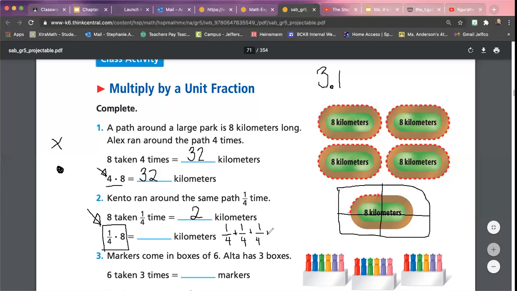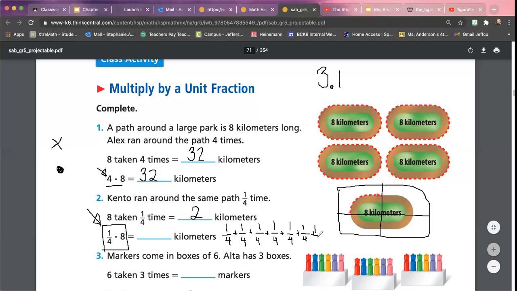I know anything multiplication means groups of, right? So I have 8 groups of 1/4. And then from there, you guys can pull out your 2 wholes that shows 2 kilometers. So let me, I'm getting caught up here with you guys. 1, 2, 3, 4, 5, 6.